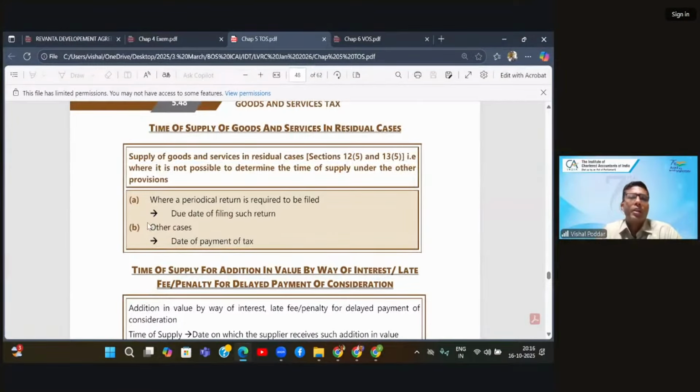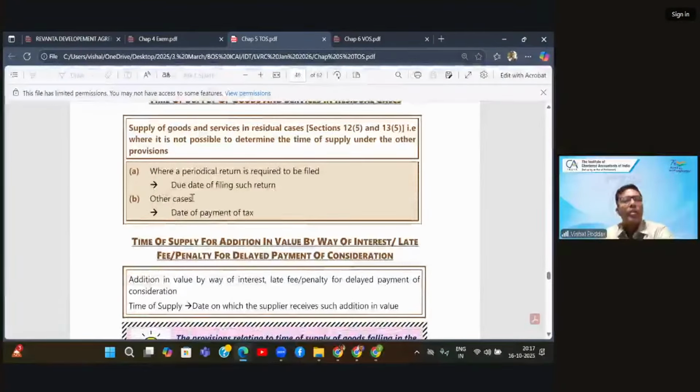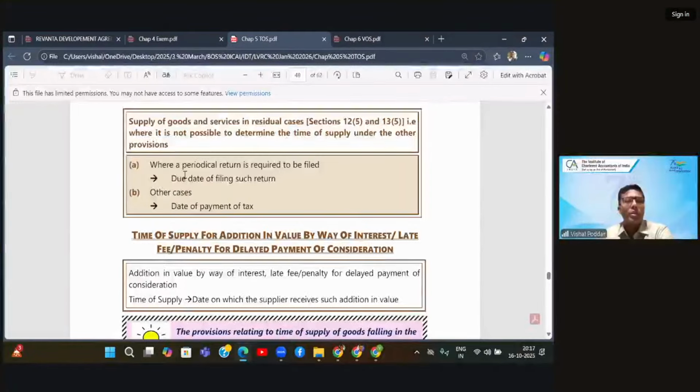Next, there is a residuary clause. What does the residuary clause say? That where for any reason the time of supply cannot be determined. Mainly this will happen where somebody has concealed the details, somebody is a tax evader, and later on that person is identified in any action taken by the department. Then how will the time of supply be determined? In such cases, if returns were to be filed periodically, the due date of each return will be considered as the time of supply. And where no returns were supposed to be filed, the date on which the tax was supposed to be paid will be considered as the time of supply. So this is the residuary clause.